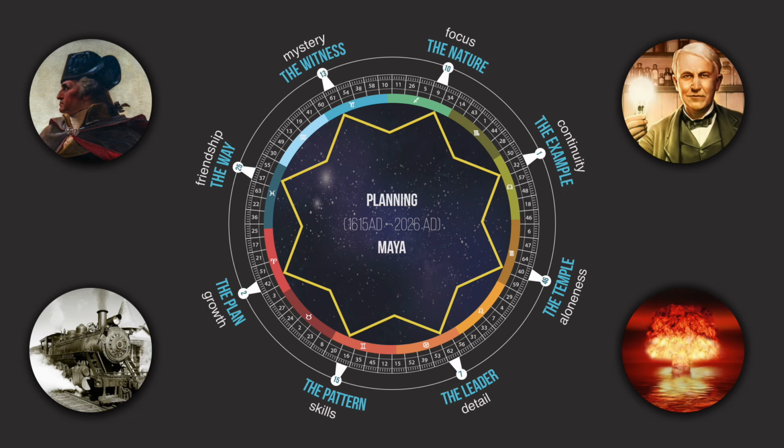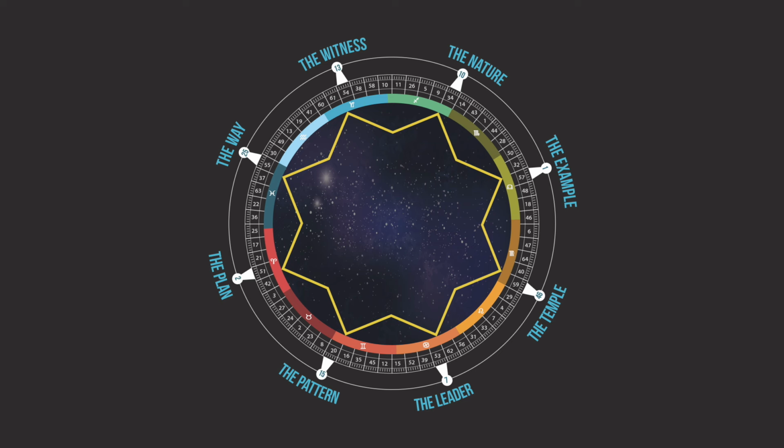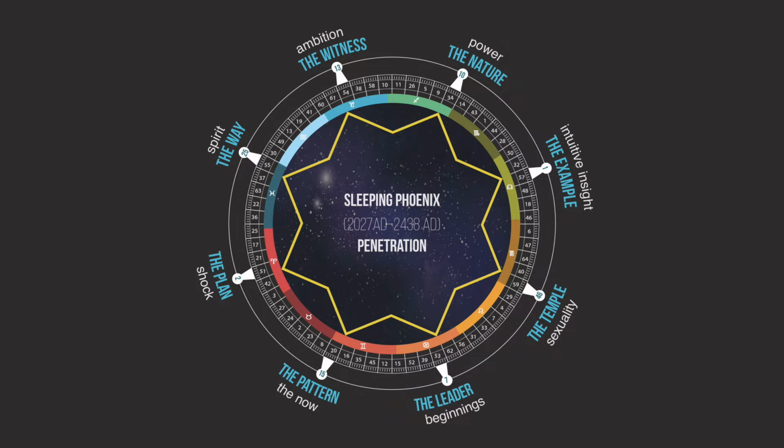So we're going to get a new way. Sleeping Phoenix and penetration. The way will now be the spirit in the temple of sexuality. And we could look at all 8 of these wheels. I'm going pretty quickly through this. I wish we could spend a week on this, honestly. But just to give you a flavor of what this mechanic is and how it operates, and to see it visually, I think is really helpful.